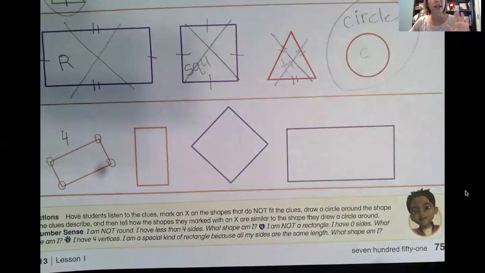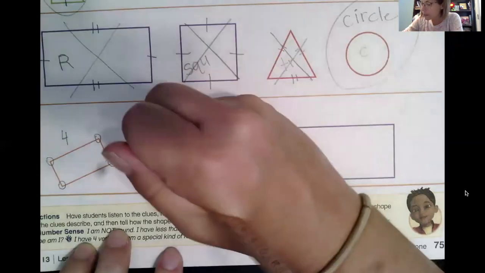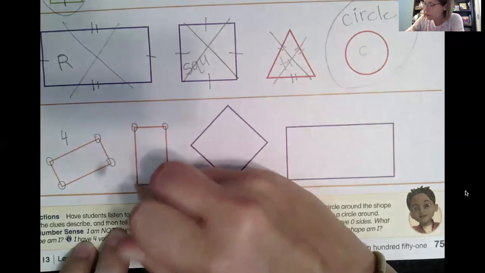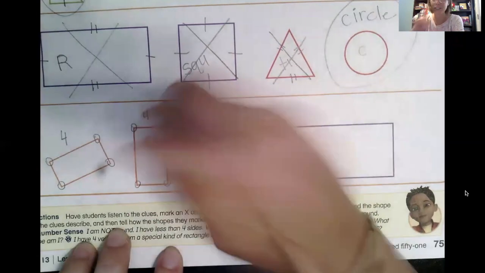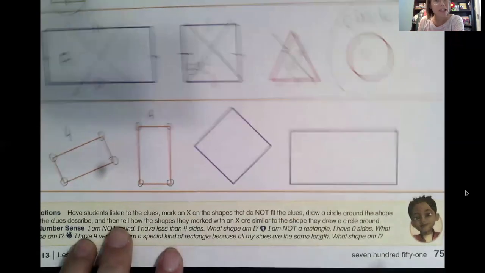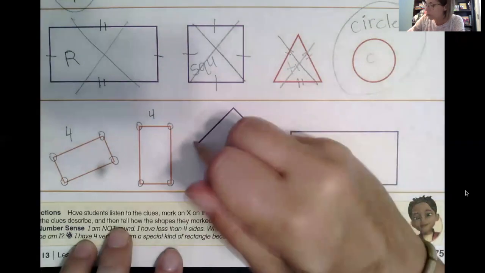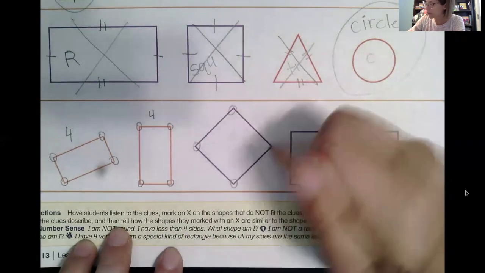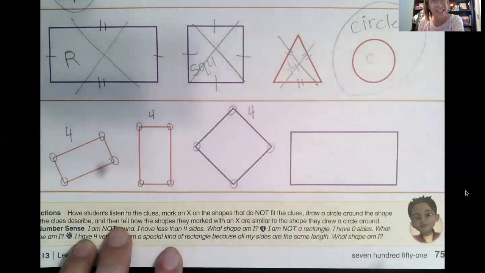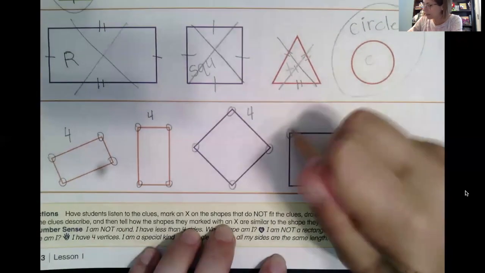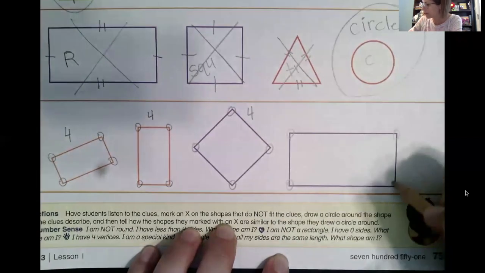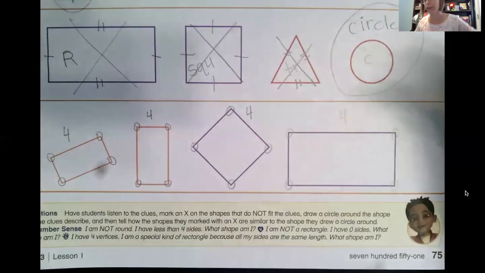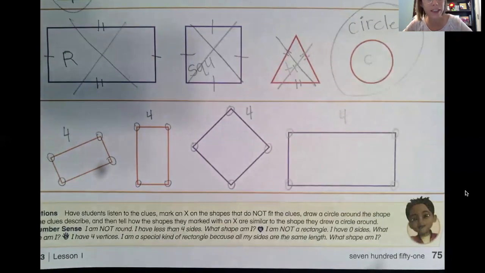Don't choose your answer until you check all the shapes. This one has 1, 2, 3, 4 vertices. Good thing I didn't pick the first one because I need to check all of them. 1, 2, 3, 4 vertices again. 1, 2, 3, 4. They all have 4 vertices. See why it's important that you check all your answers?